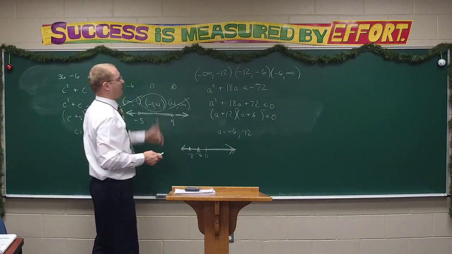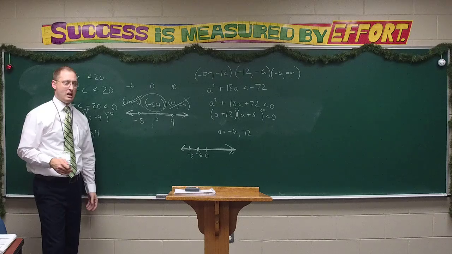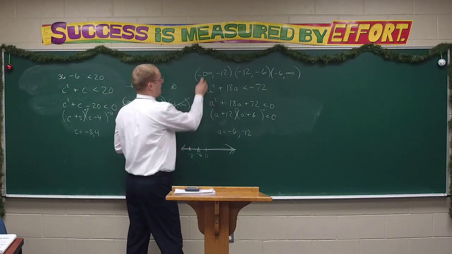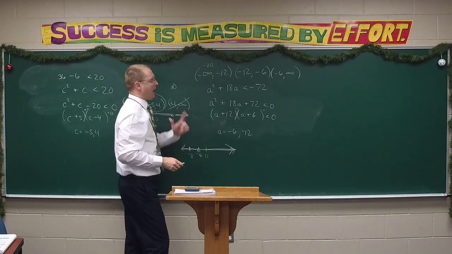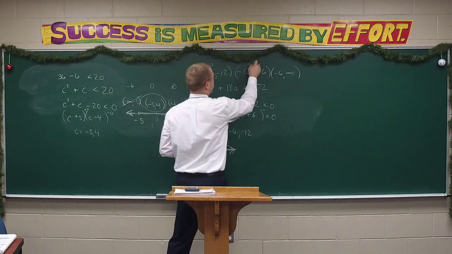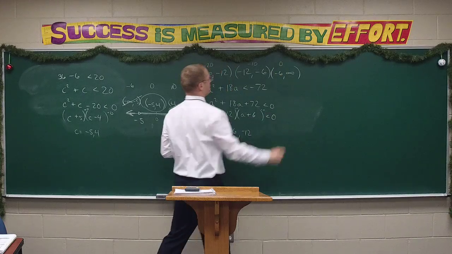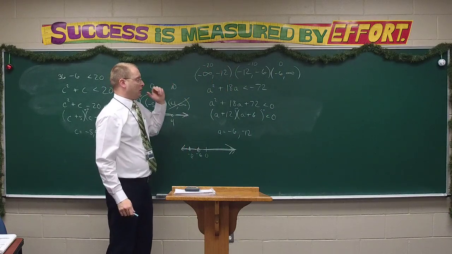What is a number we might pick that's somewhere in this less than negative 12 range? Negative 20. I can't go with my negative 10 I usually go with, but negative 20 is not too bad. How about something between negative 12 and negative 6? Negative 10 is an easy number to use. And then something between negative 6 and infinity? Zero. Zero might be a good number to use. Oh, let's go with zero first.